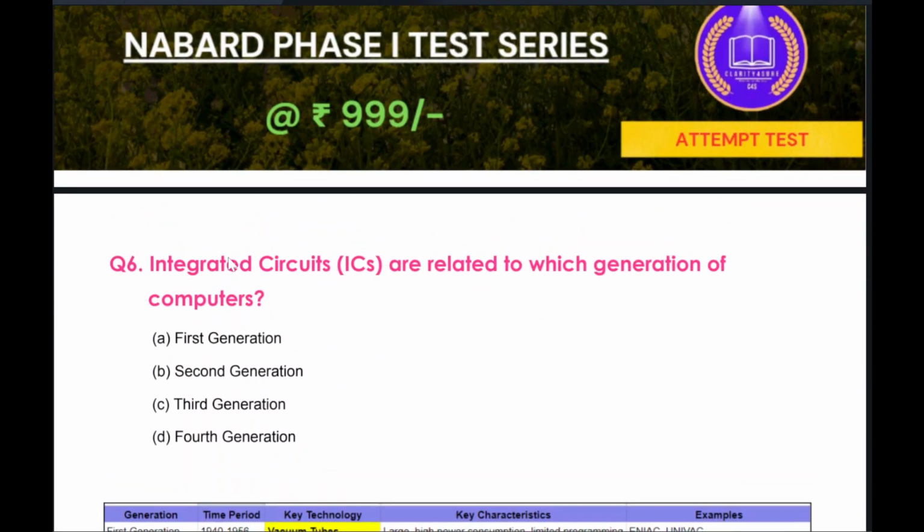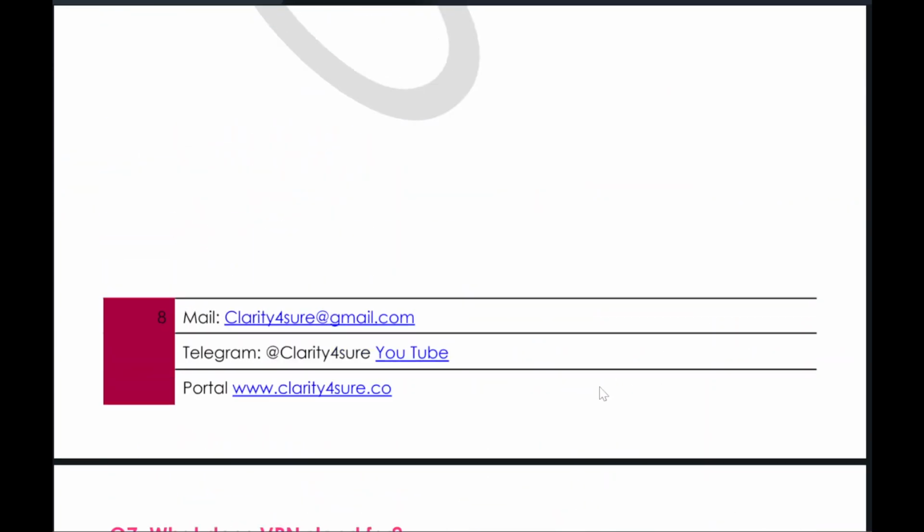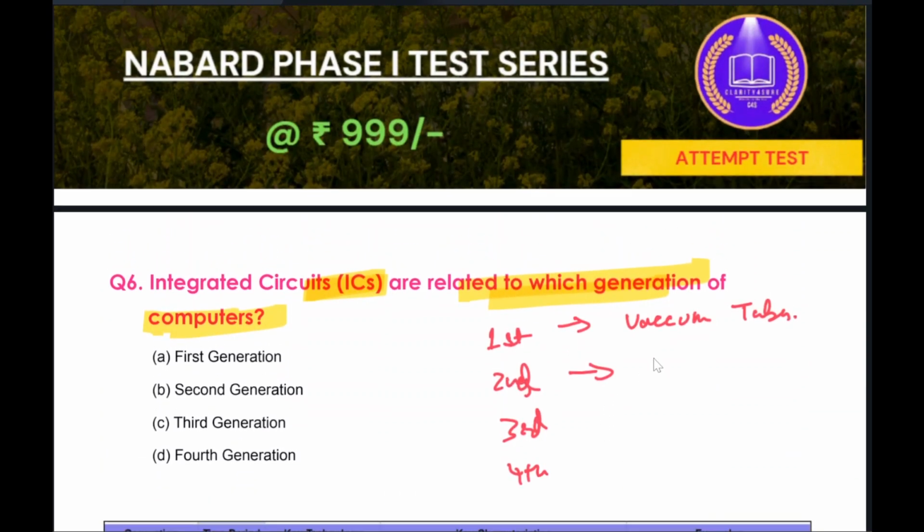Then, integrated circuits, ICs, are related to which generation of computers? As we all know, first generation, then second gen, then third gen, and then fourth. In first gen there were vacuum tubes. Then we moved to transistors. Then it is IC chips, these integrated circuits. So it is third generation.